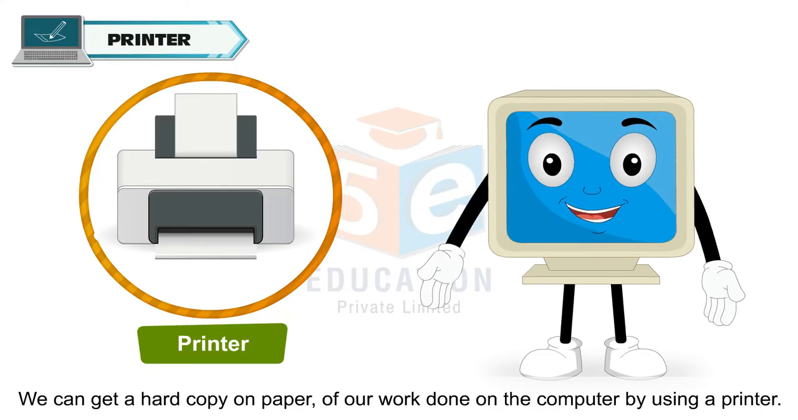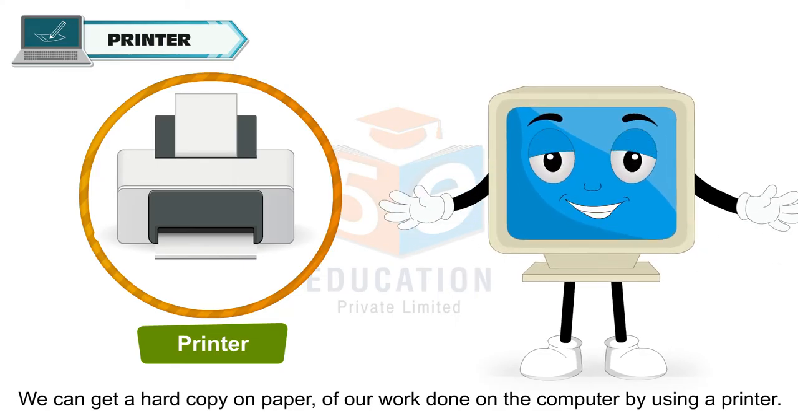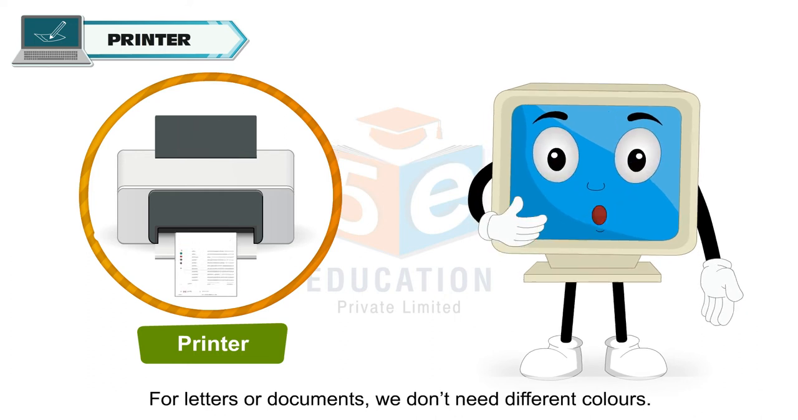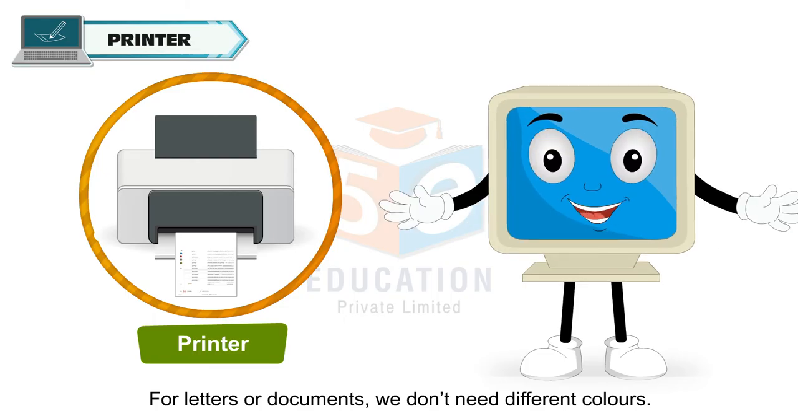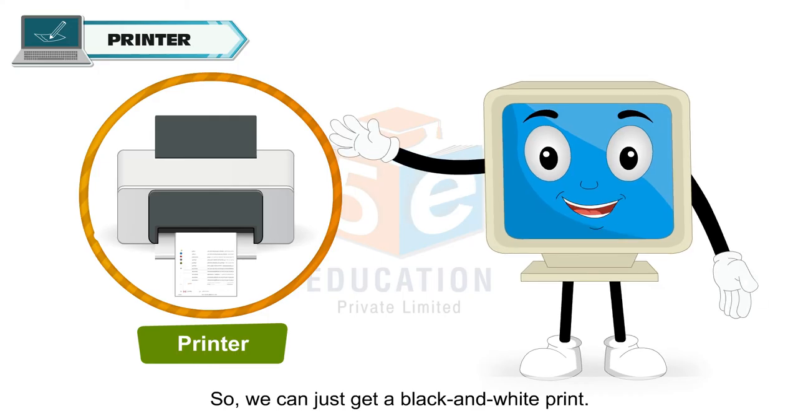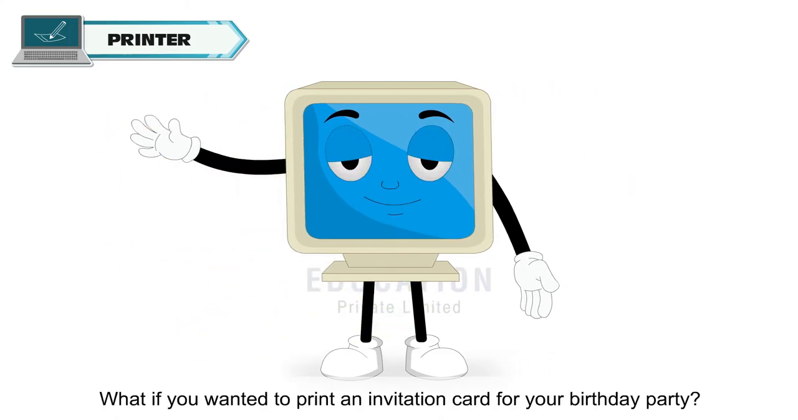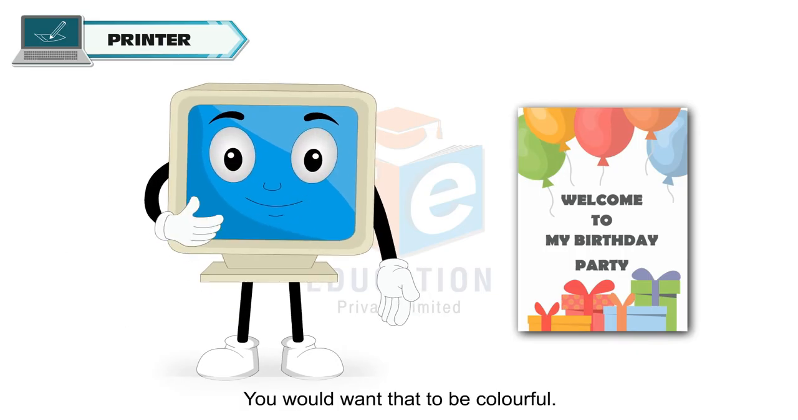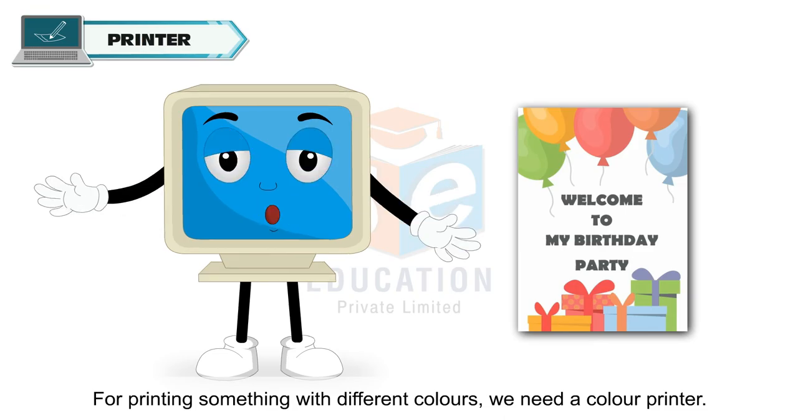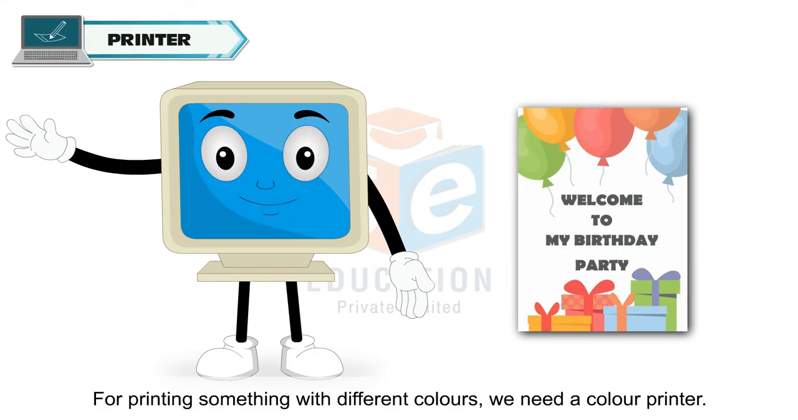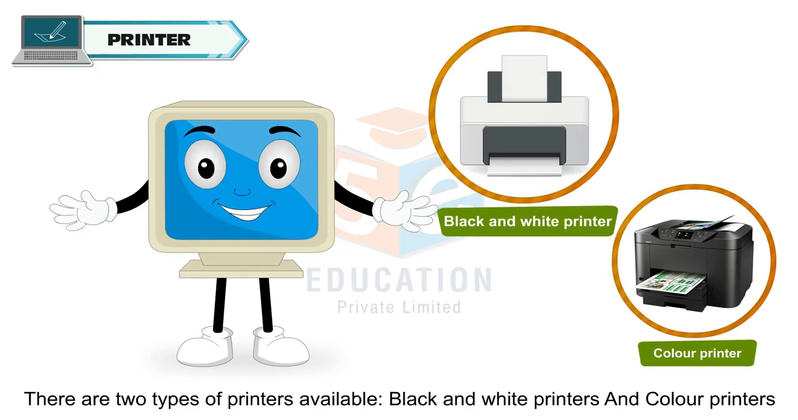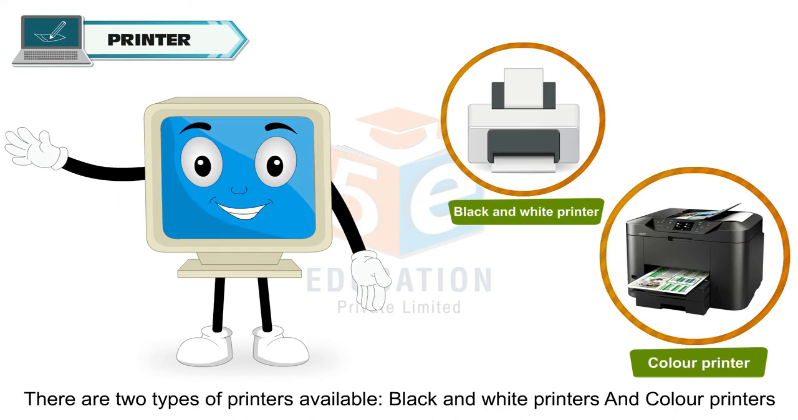We can get a hard copy on paper of our work done on the computer by using a printer. For letters or documents, we don't need different colors, so we can just get a black and white print. What if you wanted to print an invitation card for your birthday party? You would want that to be colorful. For printing something with different colors, we need a color printer. There are two types of printers available: black and white printers and color printers.